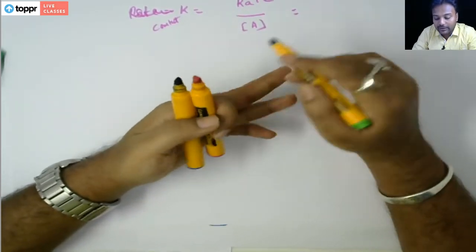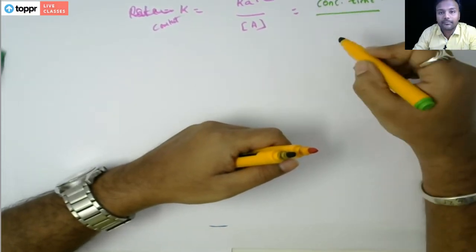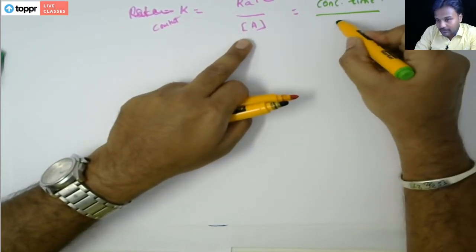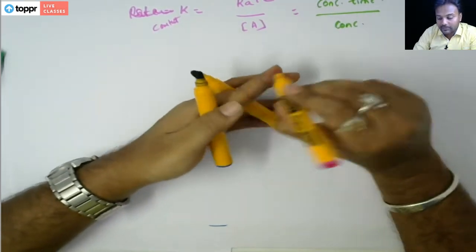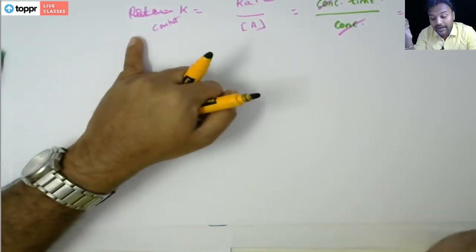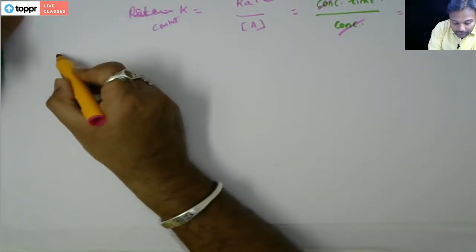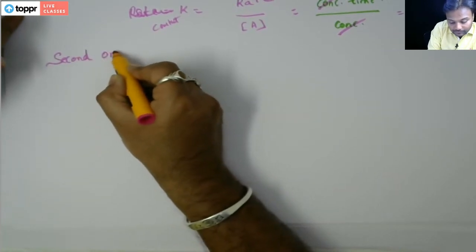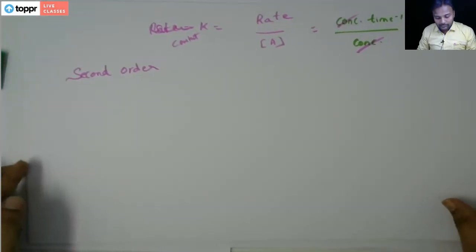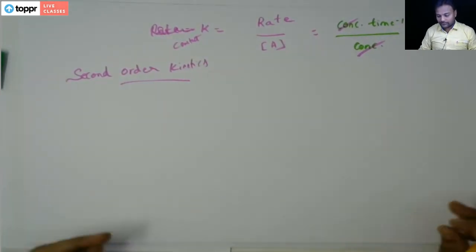So the units for the rate of the reaction are concentration per time, whereas for the concentration of A it is only concentration. So as you know, this gives you time inverse. That means the rate constant for a first order reaction, or first order kinetics, has units of time inverse. Same way for second order kinetics, what's going to happen here?